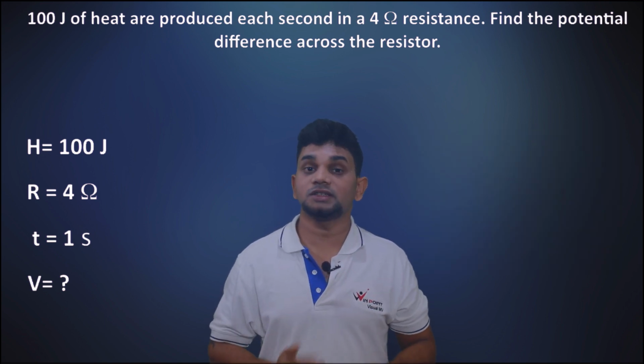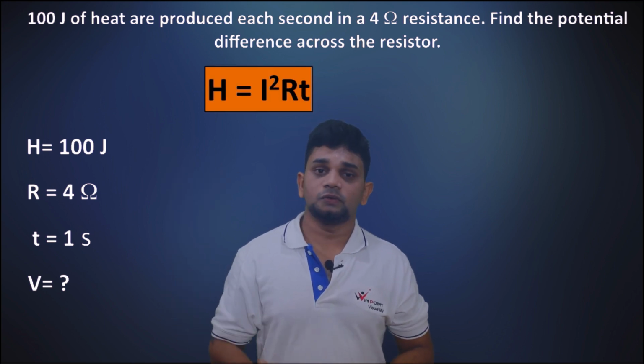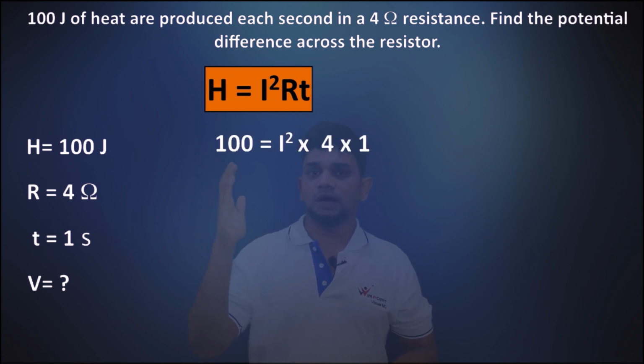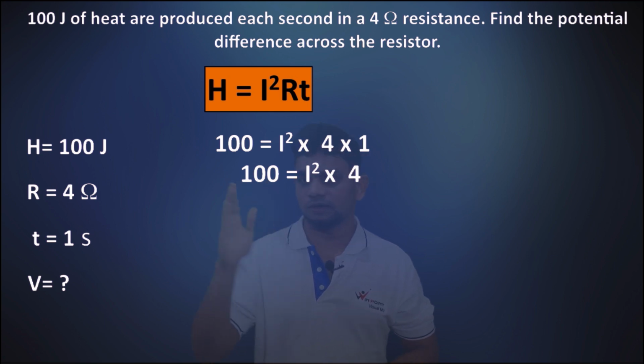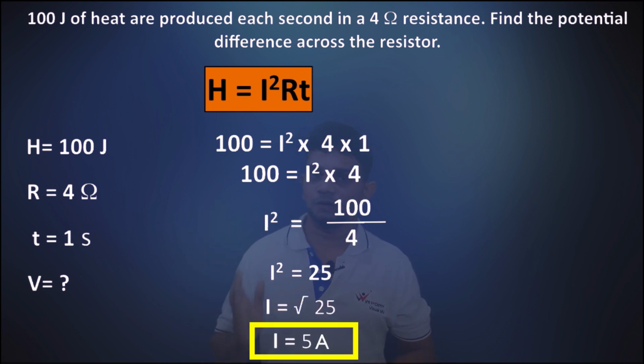Here I am going to use H equal to I square RT. The values of H, R and T are given in the question. We need to find the value of I. So we are going to substitute all the values. 100 equal to I square into 4 into 1. 100 equal to I square into 4. We are taking that 4 to the other side of equal. It will be I square equal to 100 by 4, and I square is equal to 25. If I square is 25, then I will be root 25. Root 25 is 5. Current I is 5 ampere.